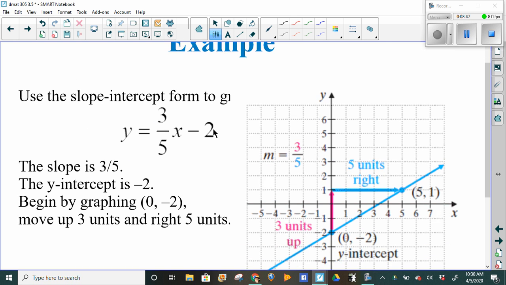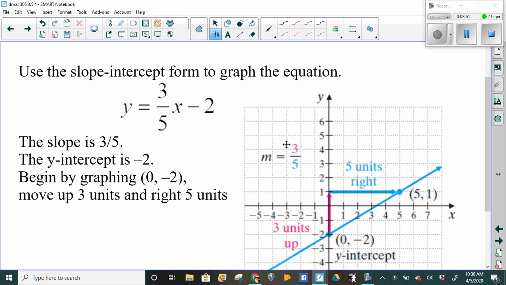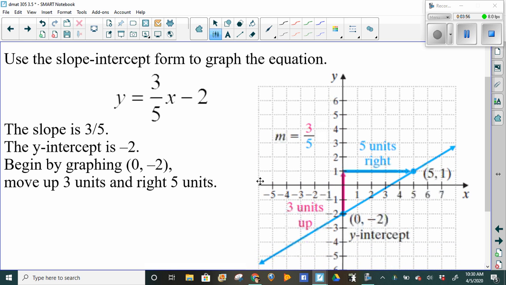Okay, so to use slope-intercept form to graph the equation. All right, so let me slide this around a little bit so we can see it. All right, so we know that in the equation y equals mx plus b, m is the number that's in front of x. So this is your m, and b is the number that's by itself. So this is your b. So the slope is 3 over 5, and your y-intercept is -2.